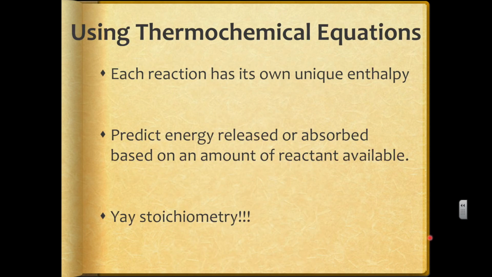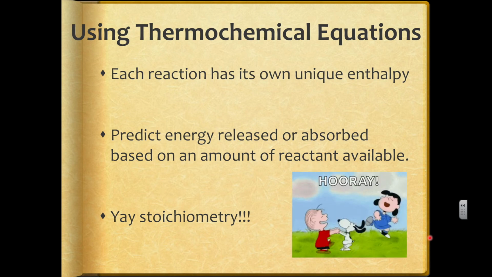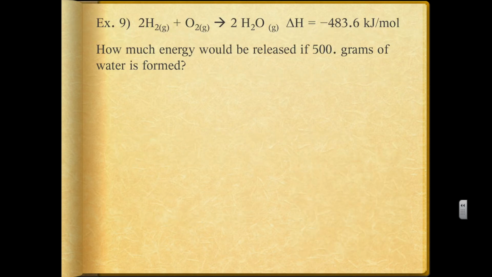Cool. So now we're going to jump into the math portion. I'm going to make this as painless as possible. Each reaction will have its own unique little enthalpy change, and those are tables that can be looked up. Now we can use this to predict how much energy will be evolved based on how much of the reactant we have or how much product is produced. And yay, stoichiometry, hooray. So follow along in example 9 in your notes. I will post them in Schoology so you can see them.